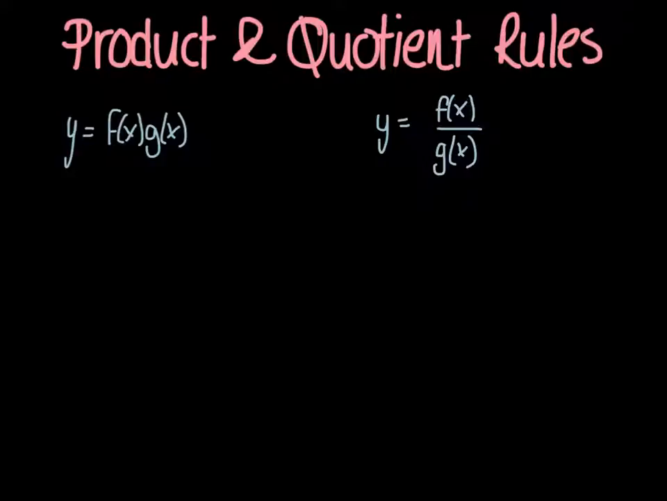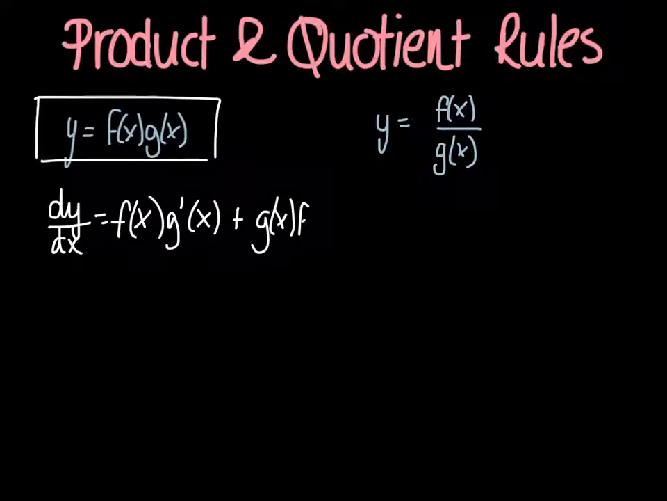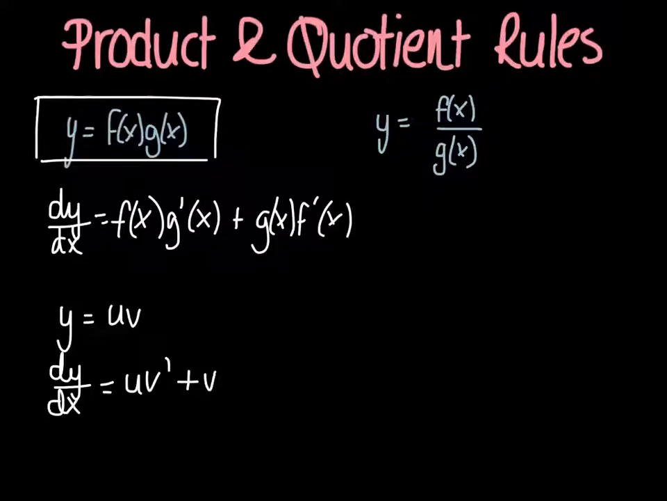We can represent that with f of x and g of x as a function, like I've got written down here. In which case, the derivative, dy by dx, is the first function multiplied to the derivative of the second function, add the second function multiplied to the derivative of the first function. We could use new parameters, so u and v, much like we do with the chain rule, in which case dy by dx is u v prime add v u prime. So it's a little bit neater, but it's saying exactly the same thing.